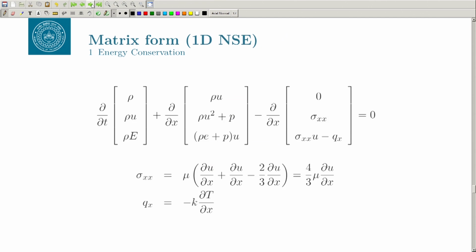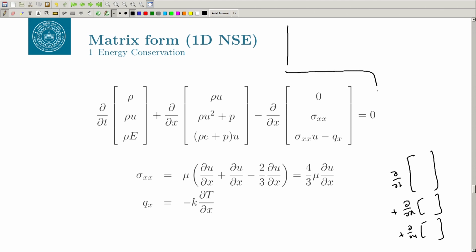because we have the desired number of equations and the desired number of relations that we need. If you want to write this in matrix form, what we can do is take all the d by dt terms together, plus the d by dx terms together, and plus the d by dy terms together, and so on and so forth. So from the tensor form I will now write it in terms of the matrix form. In the matrix form, let us say I am writing for 1D flow.